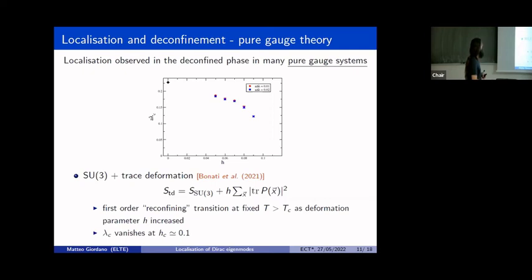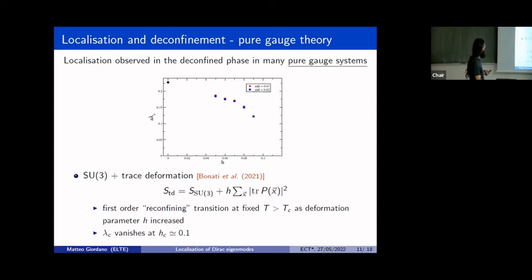Now, the disappearance of localized modes as you confine the theory is not just happening at the thermal transition, but it happens also at the reconfinement transition that you observe when you add a trace deformation in your action. This extra term in the action makes Polyakov loops with trace zero favored. And as you increase the deformation parameter, you make them more and more favorable. And at some point you reconfine the theory, even if you are at temperatures above TC. And it so happens that if you look at the mobility edge and increase the deformation parameter, at some point it just vanishes. You don't find localized modes anymore.